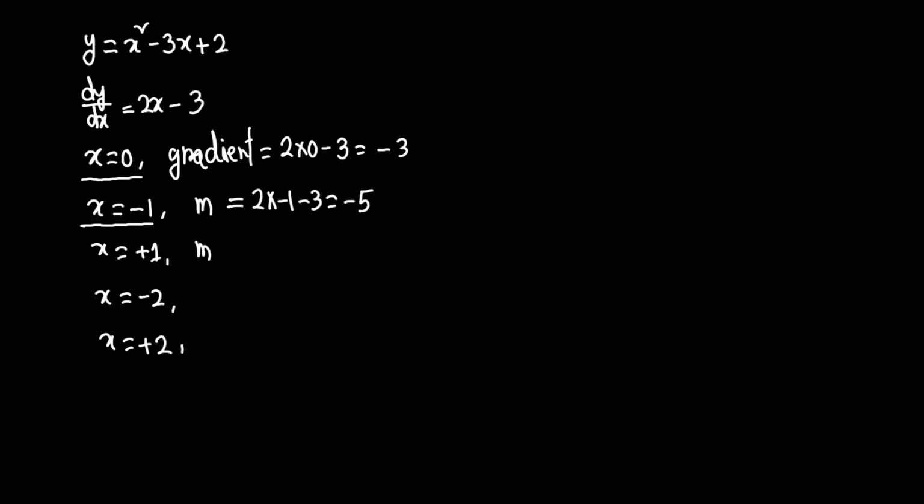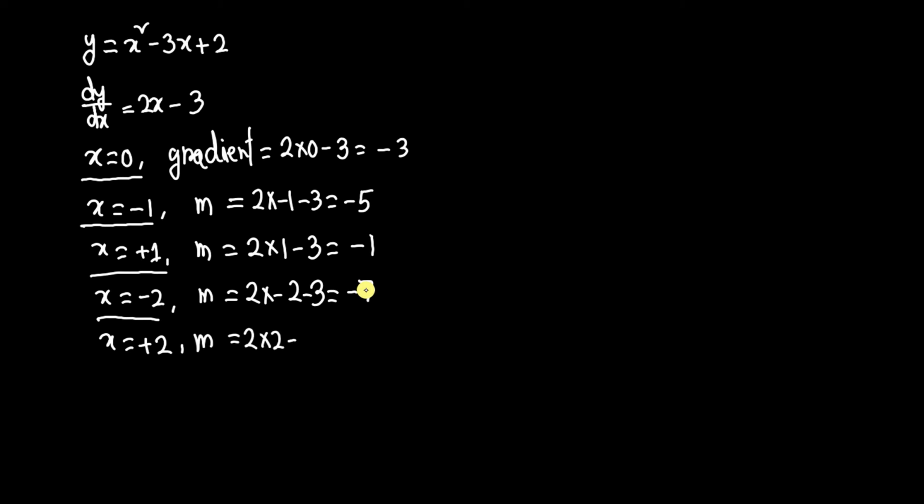Next, if I put x equals 1, then we get 2 into 1 minus 3, which gives us minus 1. If we use x equals minus 2, then we get 2 into minus 2 minus 3, which gives us minus 4 minus 3, which is minus 7. The last one, m, if we use positive 2, is 2 into 2 minus 3, which is 4 minus 3, so plus 1. So this is the total working of the gradient using manual calculation. And let me consider the gradient with the calculator.